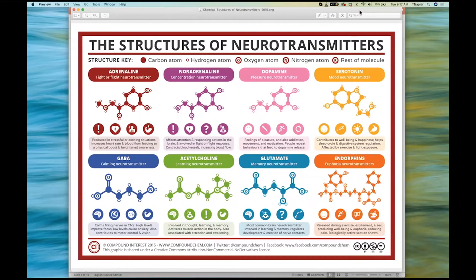Okay, with that, let's start with the first one, and that is adrenaline. According to this little chart, adrenaline is our fight or flight neurotransmitter. As we've said in other trainings, the other two responses people have in a life and death situation are freeze and fade. I would imagine that freeze and fade are not stimulated by adrenaline, because they're about slowing down and becoming invisible and becoming as still as can be. I don't know that adrenaline would help us in that situation. The little block at the bottom says adrenaline is produced in stressful or exciting situations. It increases heart rate and blood flow, leading to a physical boost and heightened awareness.